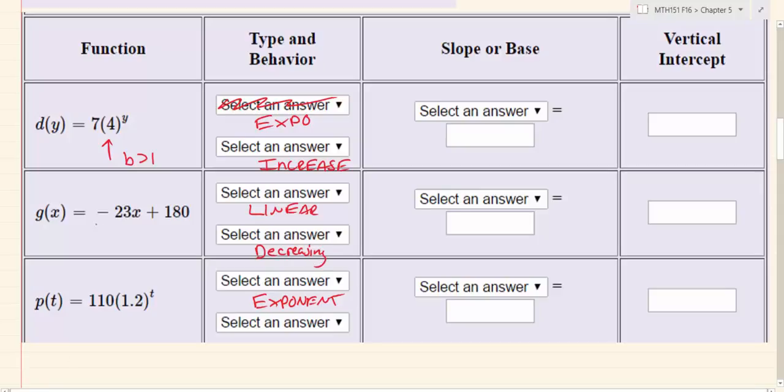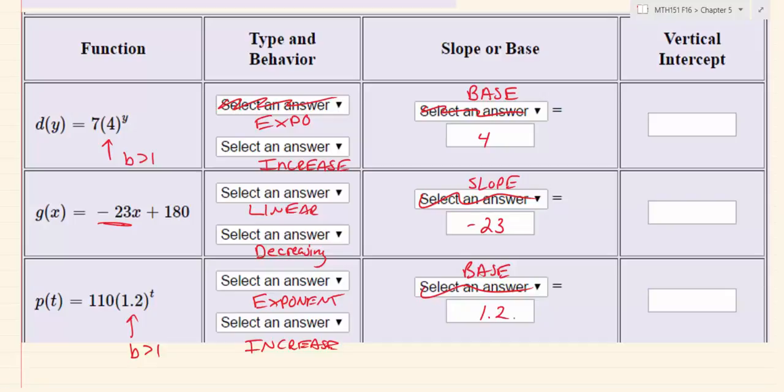How do you know it's decreasing? Because you've got a negative slope. And then if you look at the third one, increasing or decreasing? Yeah, it's also increasing. And it's increasing because, again, your base is greater than 1. So then in the second column it says what's the slope or the base. So this drop down is going to say base, and our answer is going to be 4. This is going to say slope, and our answer is going to be negative 23. And this is going to say base, and our answer is going to be 1.2.